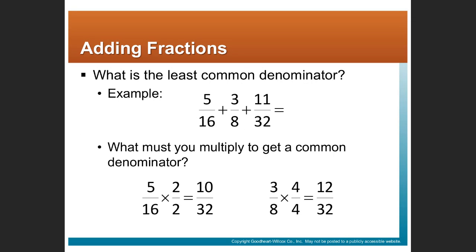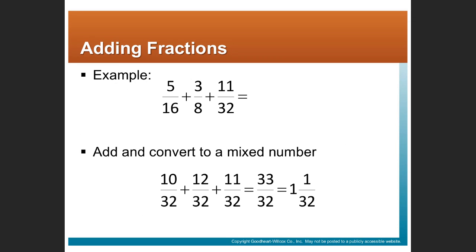5/16, 3/8, 11/32, 32 is the least common denominator. We convert everything to 32nds. We add the numerators. The result is an improper fraction that we convert back to a mixed number. Again, a mixed number is a whole number and a fraction.